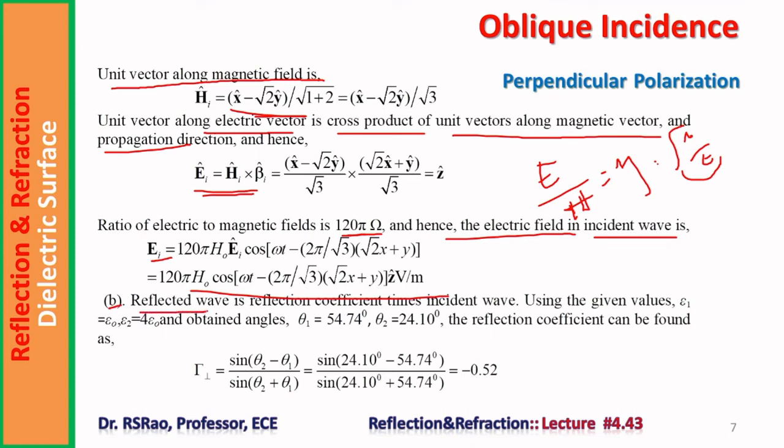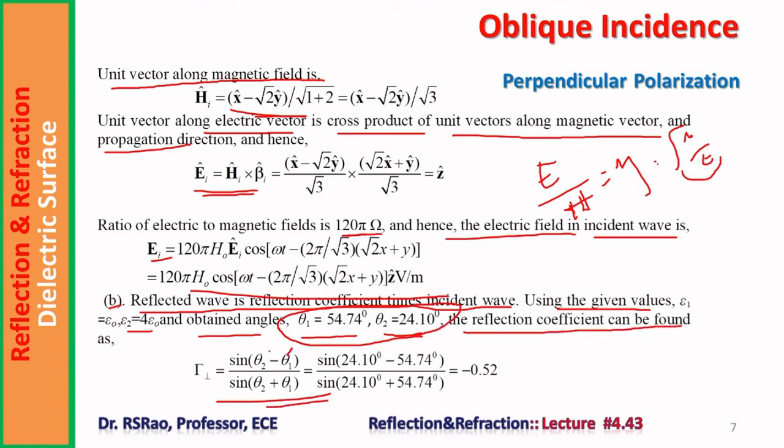B. Reflected wave is reflection quotient times incident wave. Using the given values epsilon 1 and epsilon 2, we obtained angles theta 1 54.74 degrees, theta 2 angle of refraction 24.1 degrees. These two we calculated just now. The reflection quotient can be obtained. This is the expression. Now theta 1 is available, theta 2 is available. Now reflection quotient is minus 0.52.